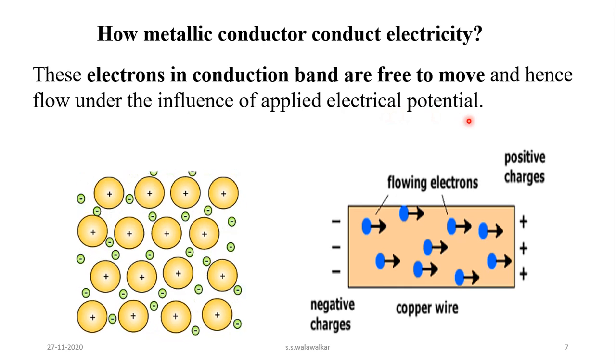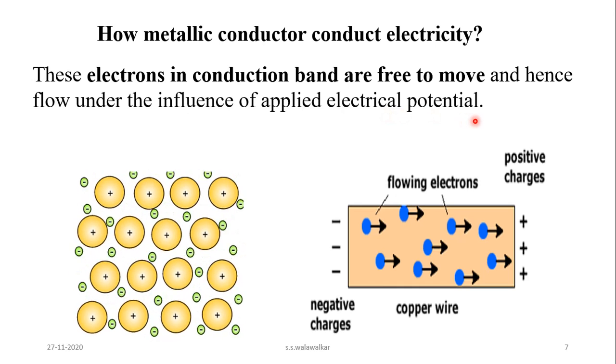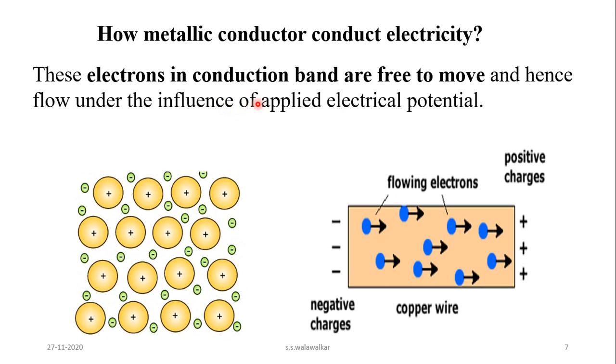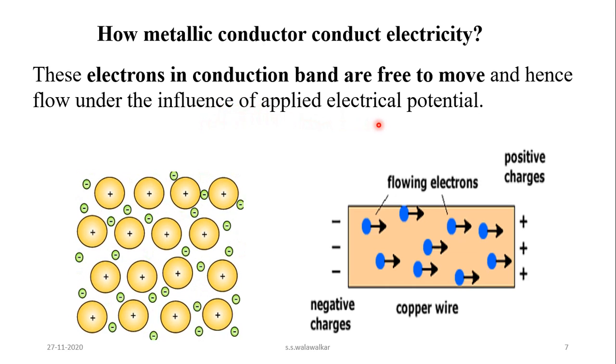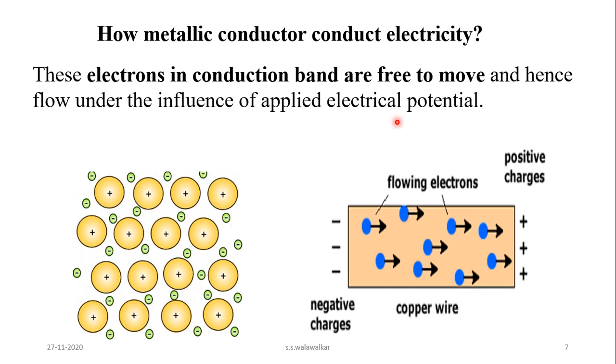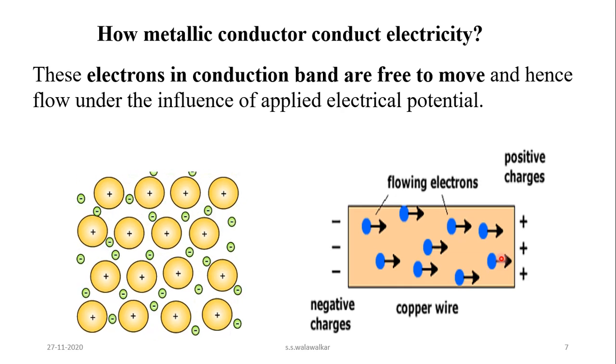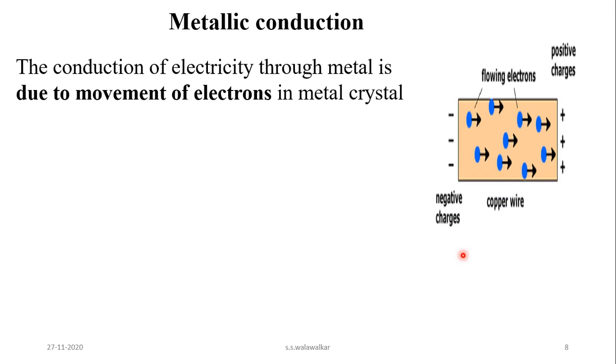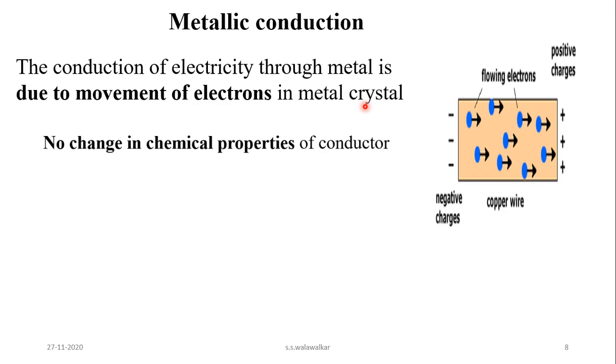Under the influence of applied electrical potential. That is most important. Electrons flow under the influence of applied electrical potential in a particular direction. So like this, the metal conducts electricity. Now, the conduction of electricity through the metal is due to what? Here, it is the movement of electrons in the metal crystal.